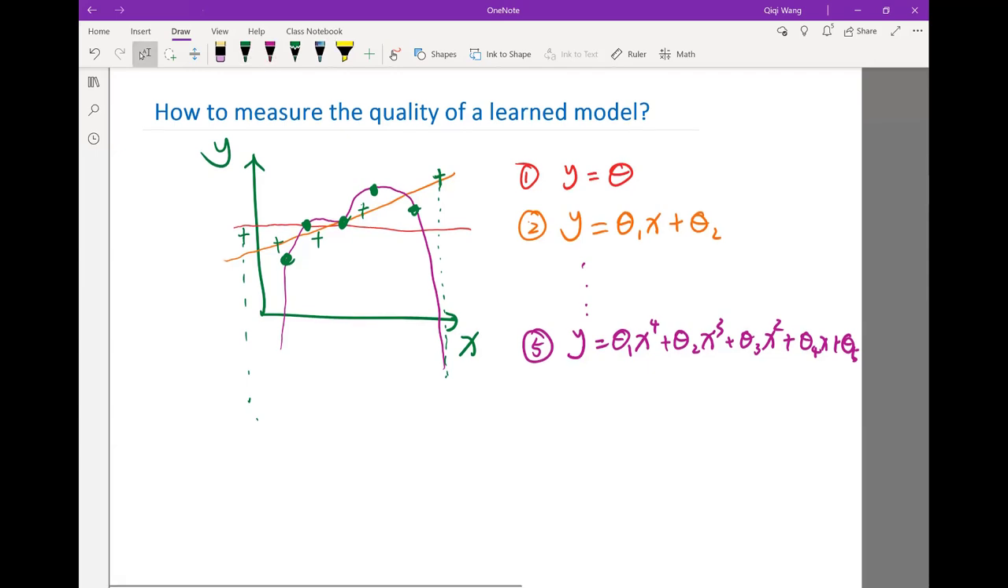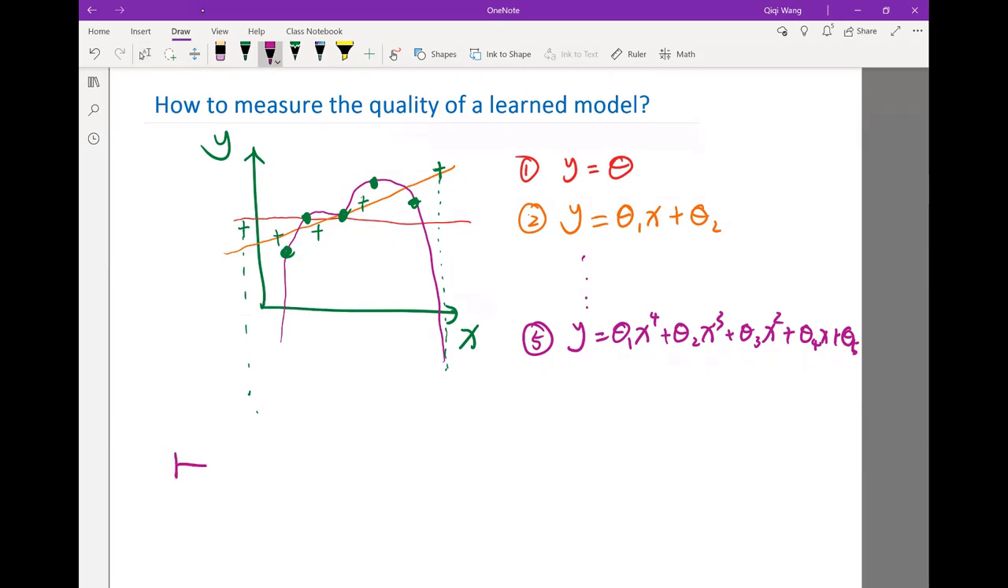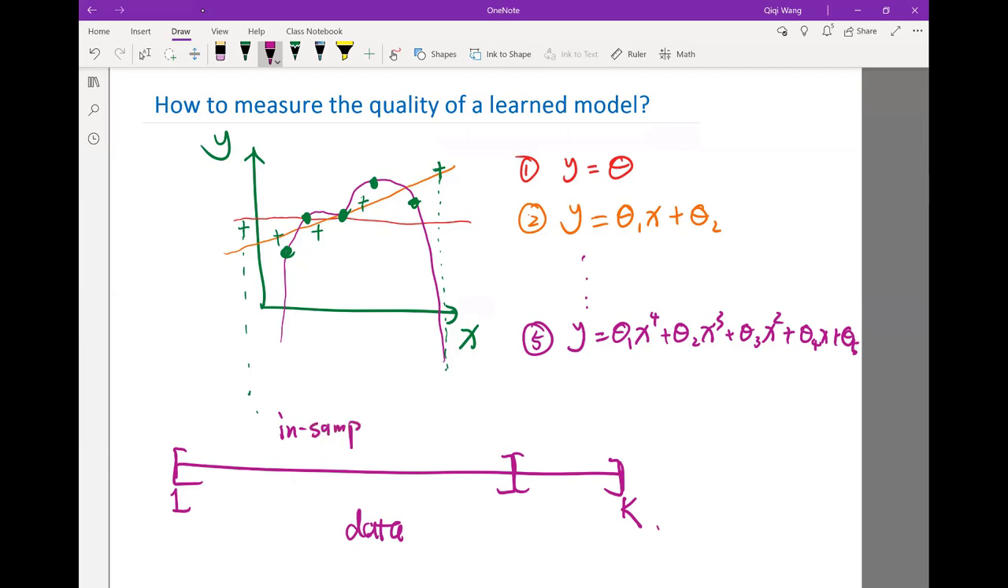In reality, what we do most of the time is, given data, so let's say we have a bunch of data from 1 to k. So basically we have k pairs of input and output. The common way is to split this data into two sets. The two sets are in sample and out of sample. So the in sample data are purely used to learn the model.